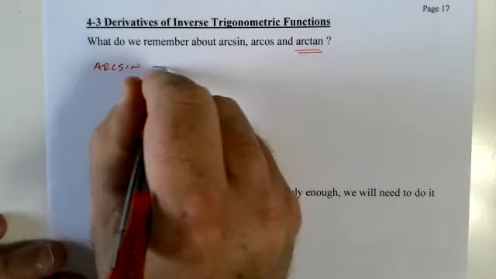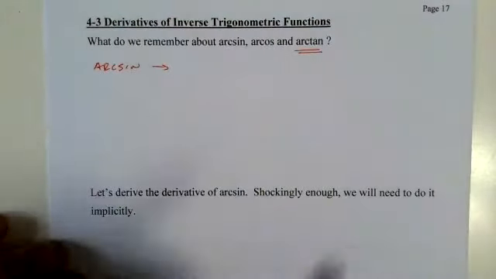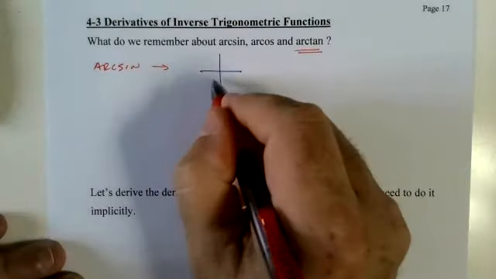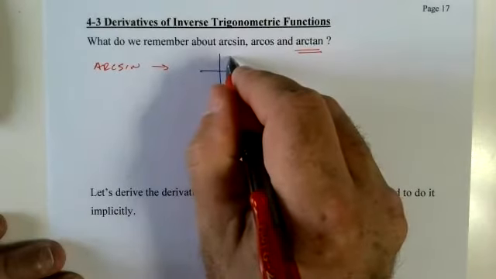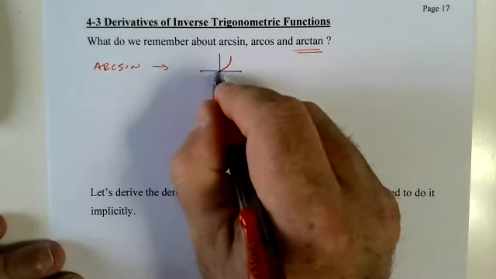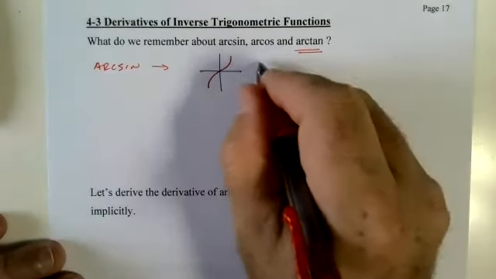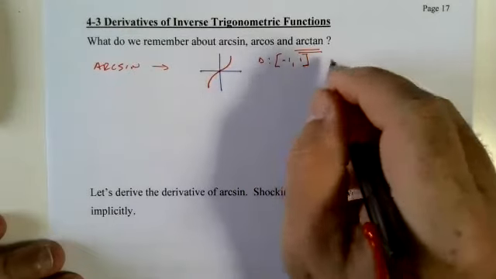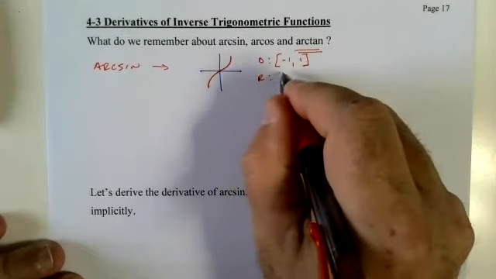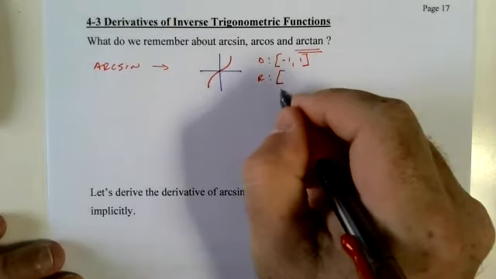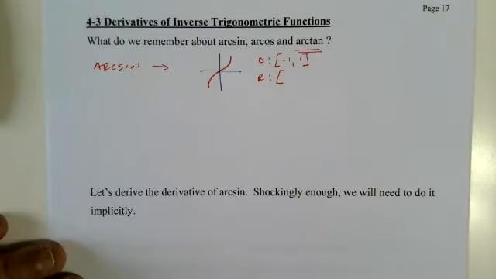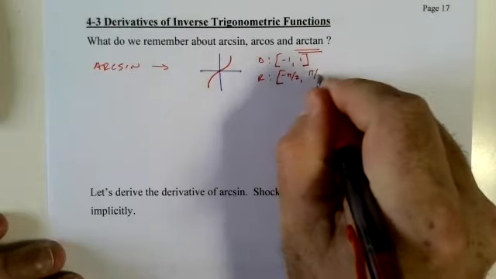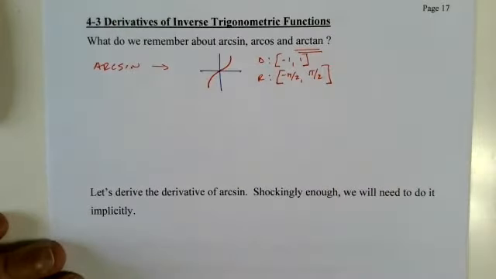Arc sine, graphed. So sine does this, so arc sine does this. And its domain is -1 to 1. Its range is -pi/2 to pi/2. I feel like I'm making a mistake in including those. No, it goes all the way up to the end. -pi/2 to pi/2.